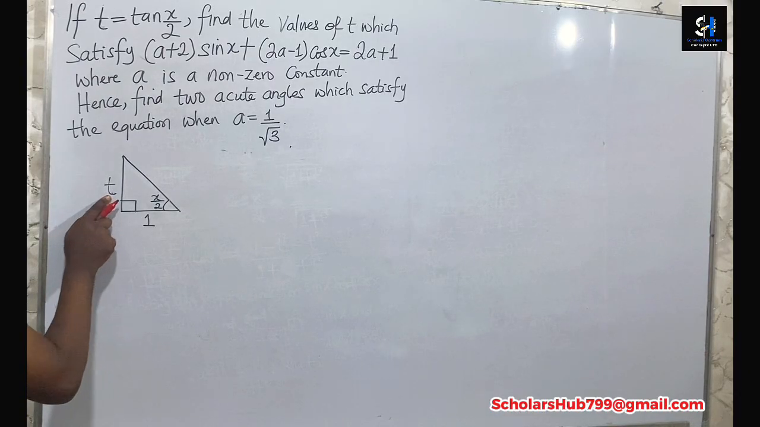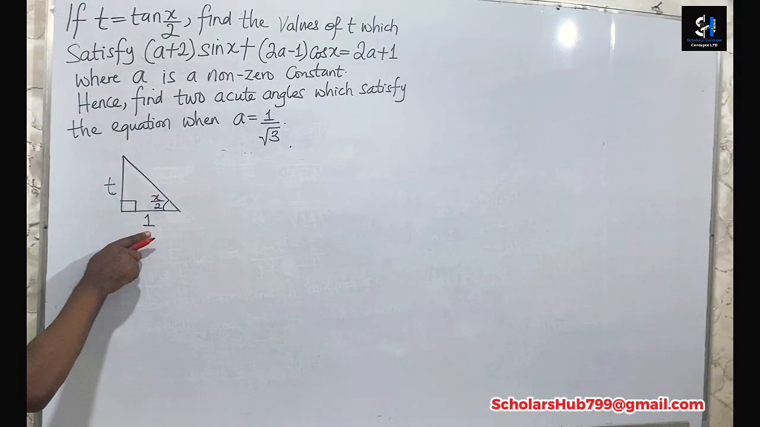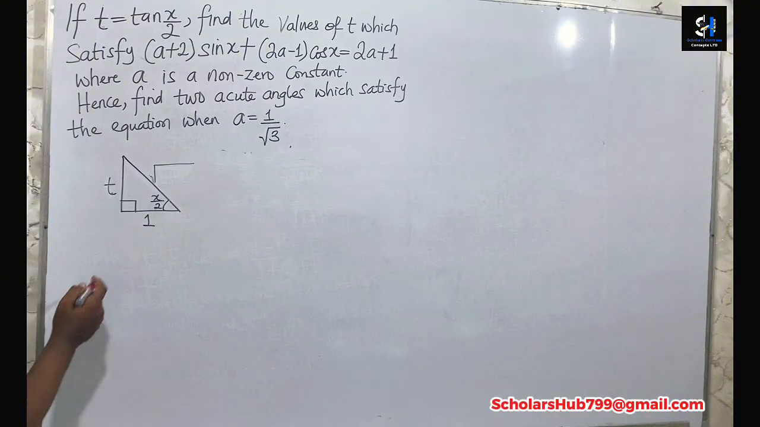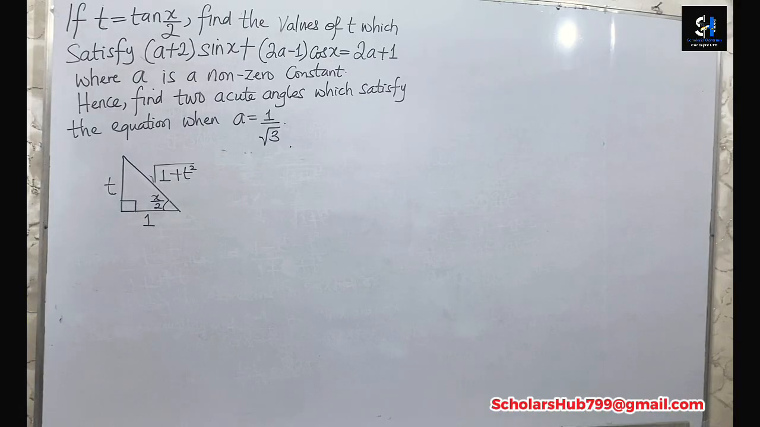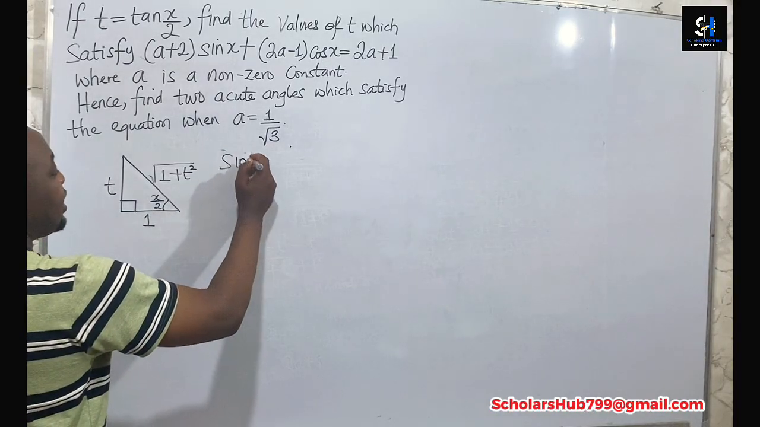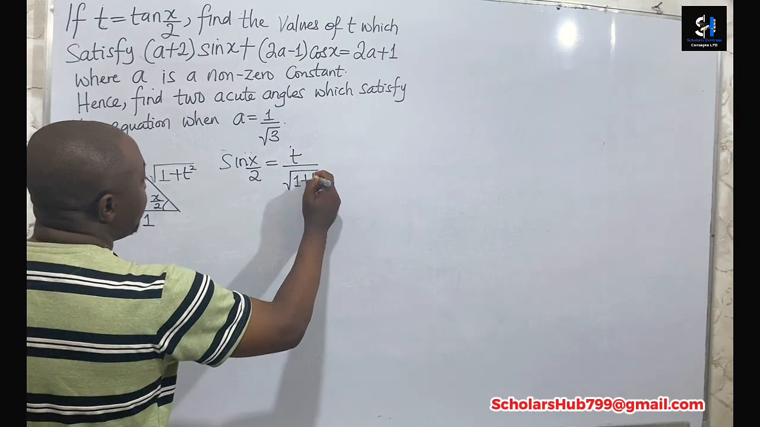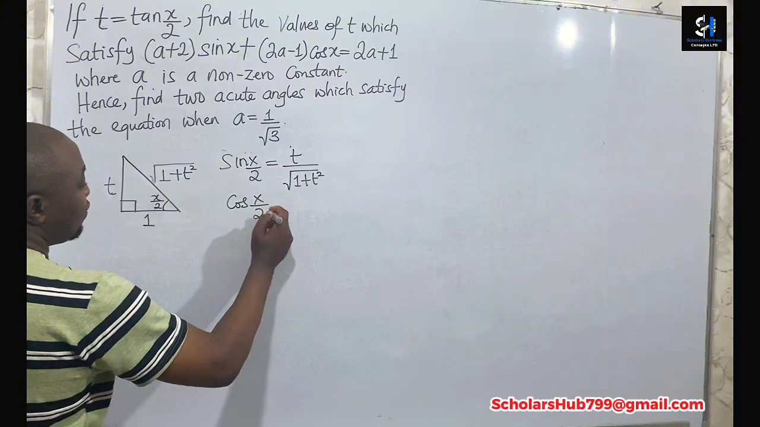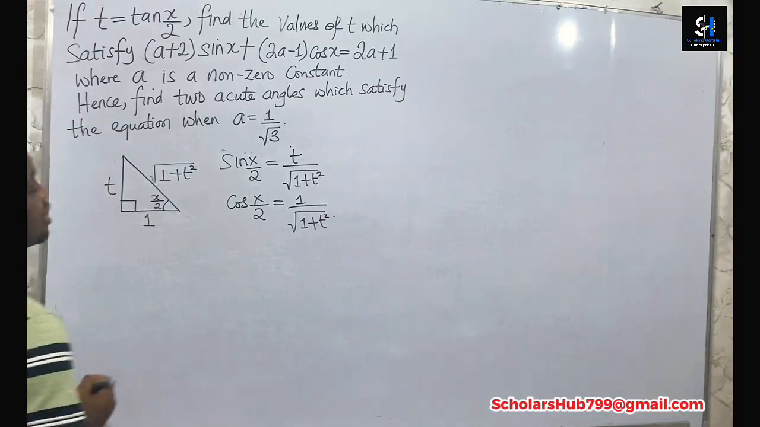The opposite is the side directly opposite the given angle, and the adjacent is the side beside the given angle. The hypotenuse, which is the longest side in a right angle triangle, will be the square root of 1 plus t squared. So sin x over 2 will be t divided by the square root of 1 plus t squared, and cos x over 2 will be 1 over the square root of 1 plus t squared.